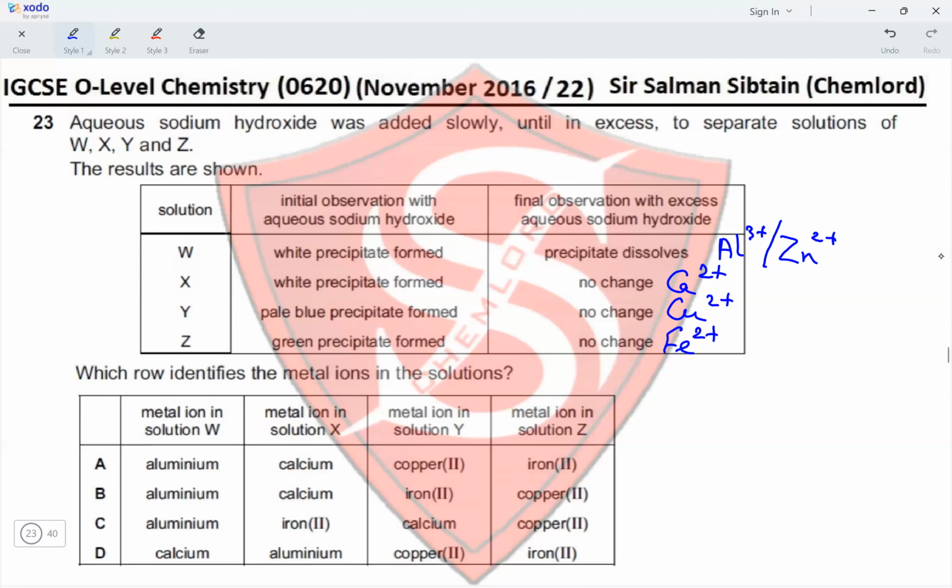So, W should be aluminum or zinc. So, aluminum, aluminum, aluminum, and calcium. So, option D gets eliminated. And X is supposed to be calcium. So, calcium, calcium. Option C gets eliminated. The next one is copper. So, option B gets eliminated. And metal ion in solution Z is Fe2+, making option A the correct option for this question.